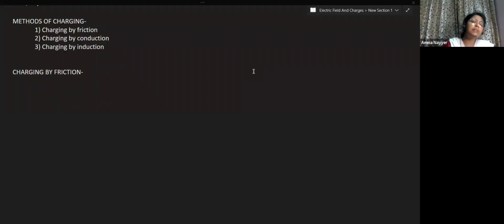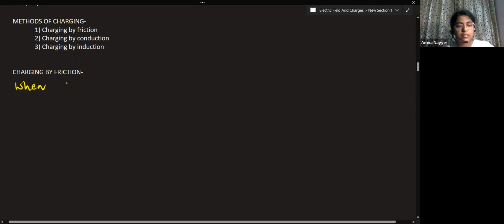Similarly, this is the same friction force, but now it helps in charging. This means it helps in the transfer of electrons. Whenever two bodies are rubbed, electrons transfer.